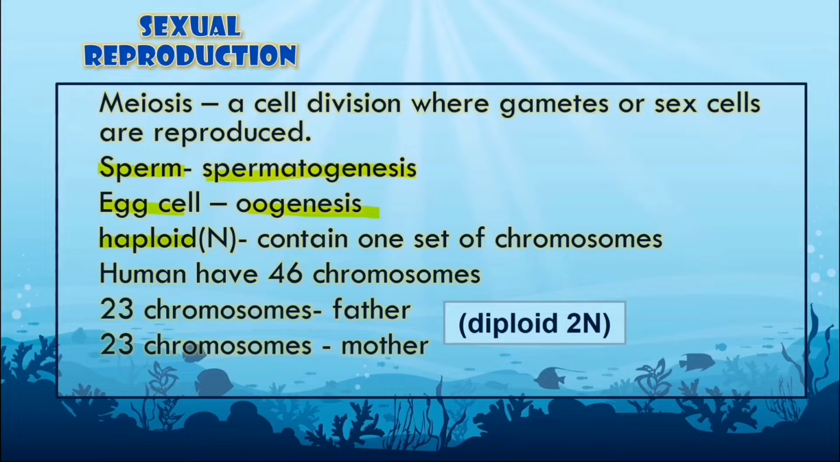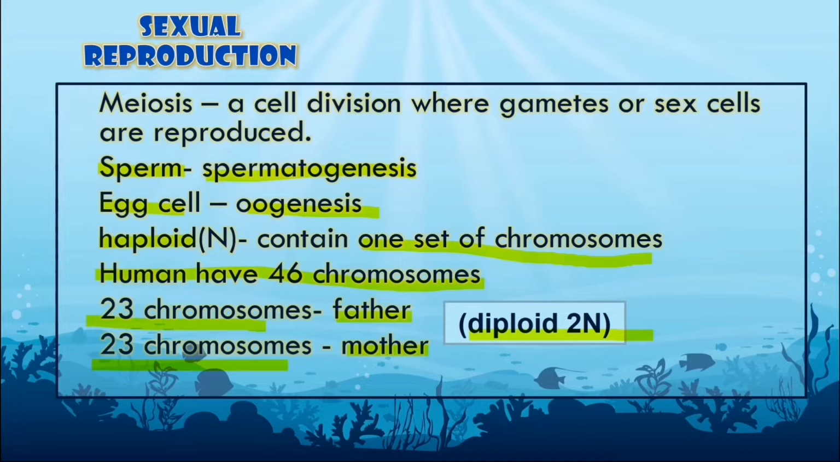And since humans have 46 chromosomes, the gametes are haploid, containing one set of chromosomes. Since our chromosomes are a combination from our father and mother, we are diploid: 23 chromosomes from our father and 23 chromosomes from our mother.